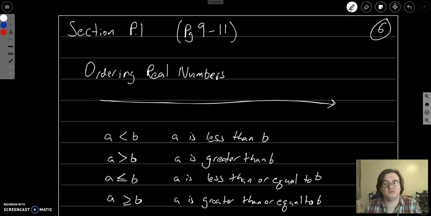Welcome back. This is part 4 of the prerequisites chapter, section 1, and here we'll be talking about ordering real numbers and absolute value. So we can draw a number line.